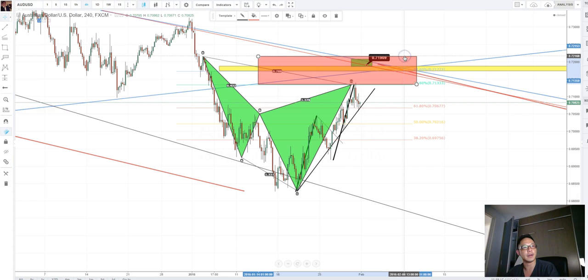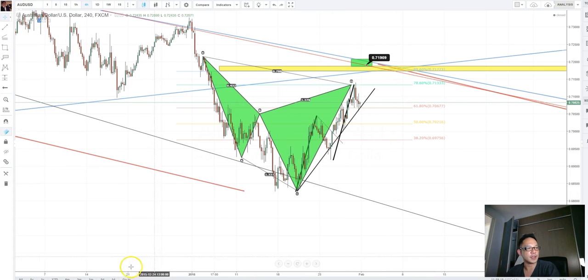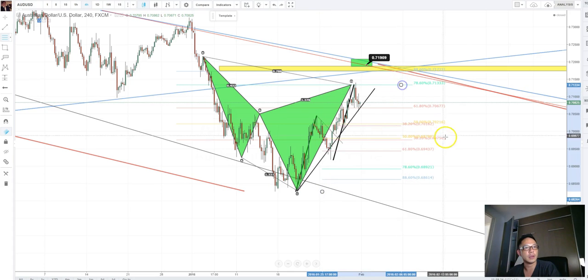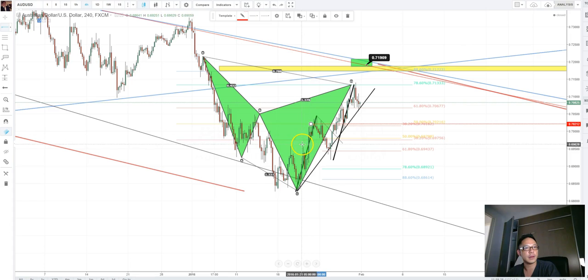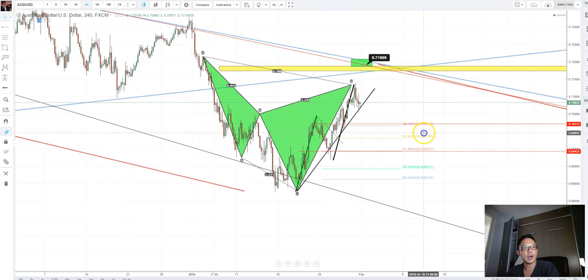That's about it, right? Our initial targets for the cipher pattern would be there, right? So you look at targets there initially anyway. But what I'm thinking is that we might actually see a move back up here, right?